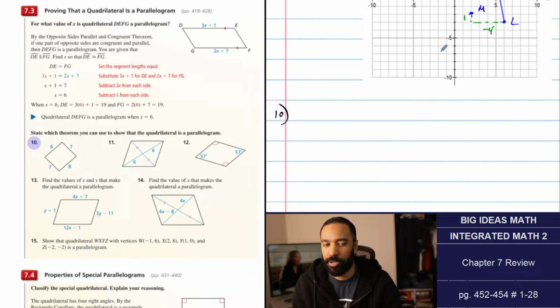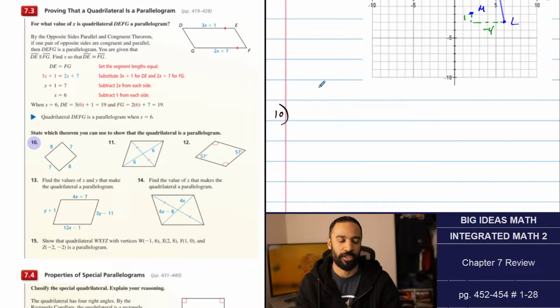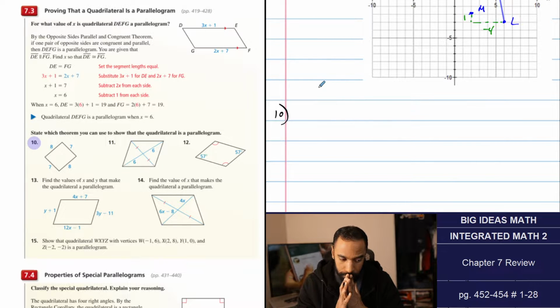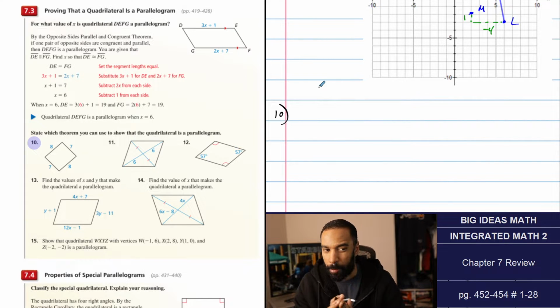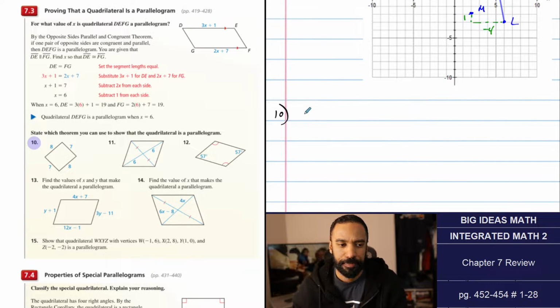Okay, so number 10, state which theorem you can use to show the quadrilateral is a parallelogram. Note that there's nothing to actually solve for here. They're just saying that this should be enough information to tell us what theorem it is. And I don't remember all of them by name. I'm going to try my best that I can. This is the parallelogram opposite sides converse, I believe it's called.